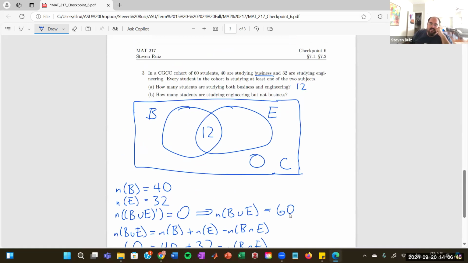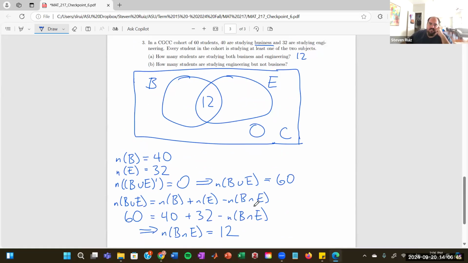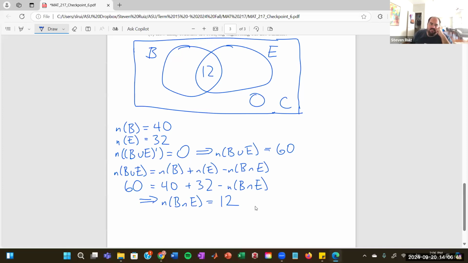Excellent. The next thing I'm asked is how many students are studying engineering but not business? Actually, let's just fill out the rest of the Venn diagram, which will be easier. I know that 40 people are studying business, and 12 of them are already accounted for, so the rest are studying business and not engineering. On the other side of that same coin, I know 32 students are studying engineering. I've already accounted for 12 of them, so the other 20 have to be out here.